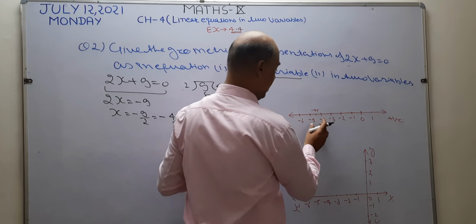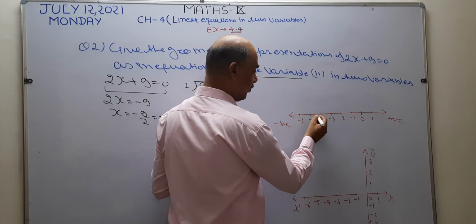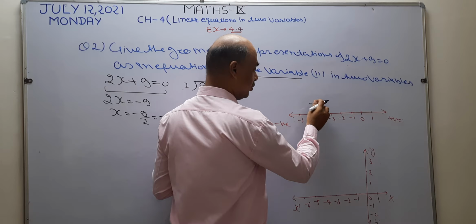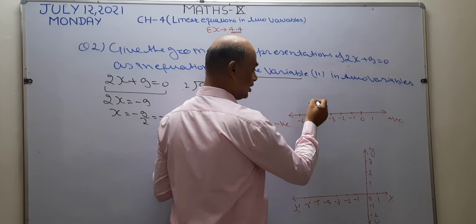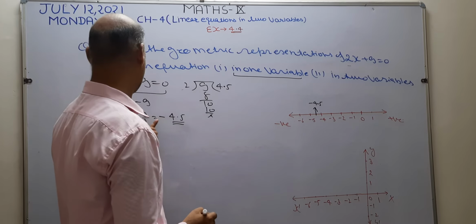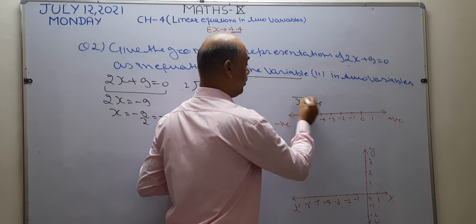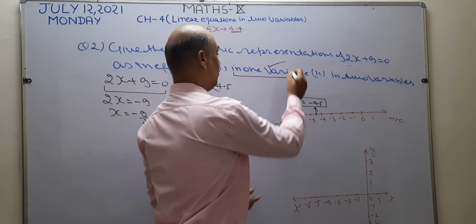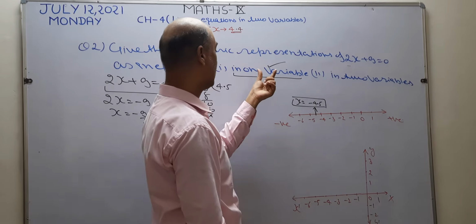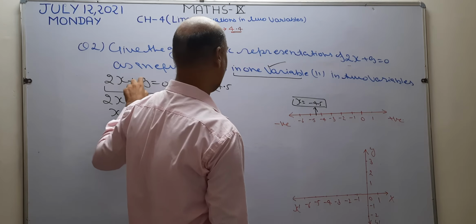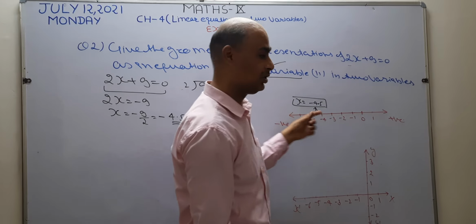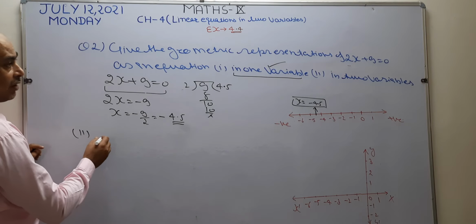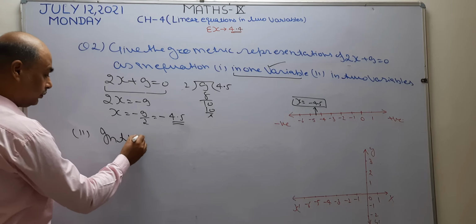Now see, between 4 and 5 is where the point minus 4.5 lies. This is represented by minus 4.5. If it is x equal to, so right here x equal to minus 4.5. This is the representation of the given equation in one variable. When one variable is there, it means you have to represent the given equation only on the number line. This is our number line. Now I want to solve its second part. In the second part, we have to show it in 2 variables.